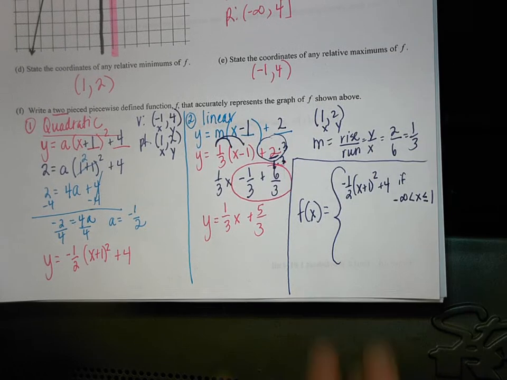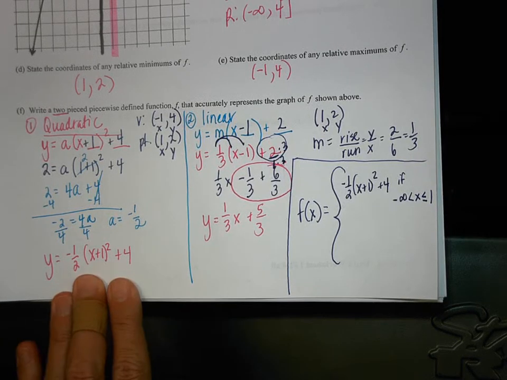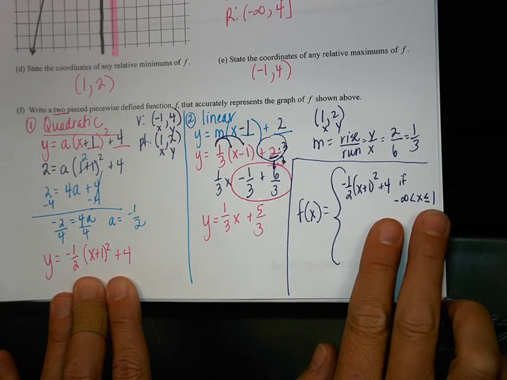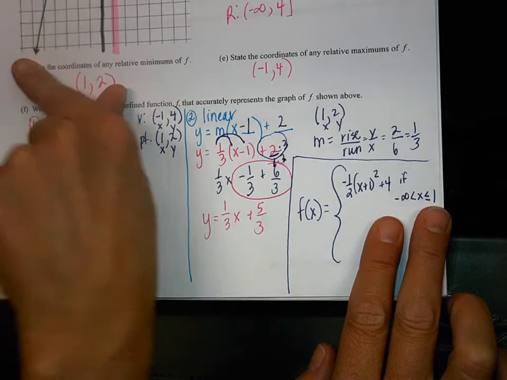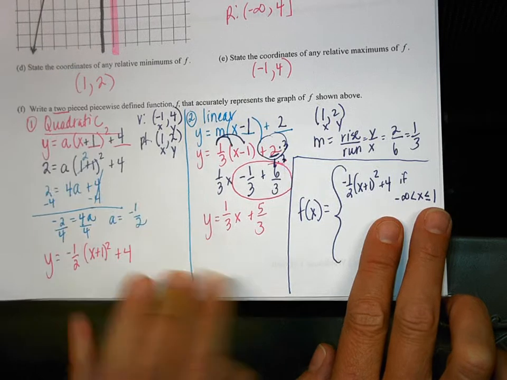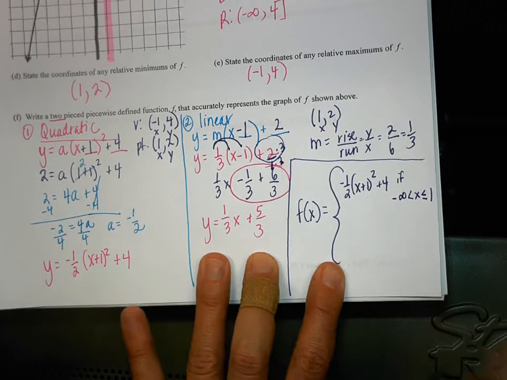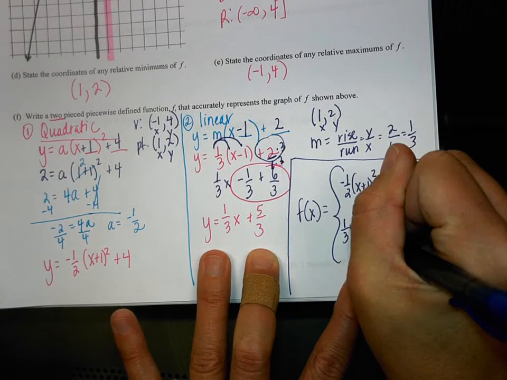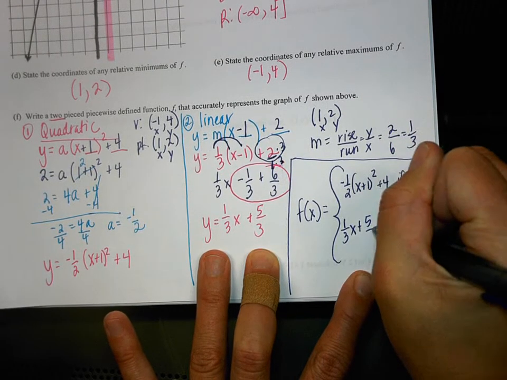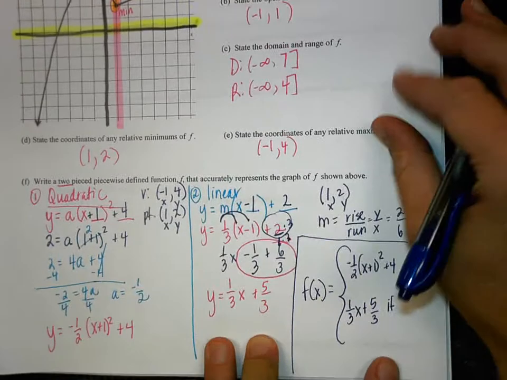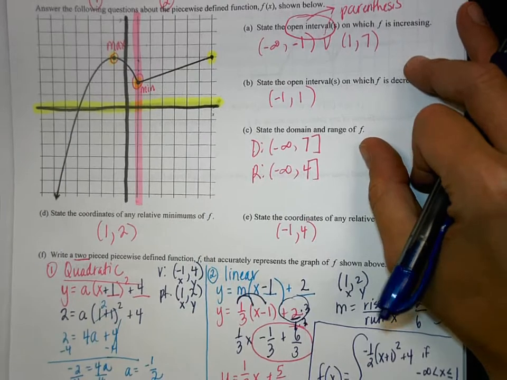Okay, ask me some questions. So we wrote the function here, and then we just wrote the domain that that function is on. Now we have to write the second function. So we're going to write 1/3 x plus 5/3 if, and then we have to write the domain of this one.